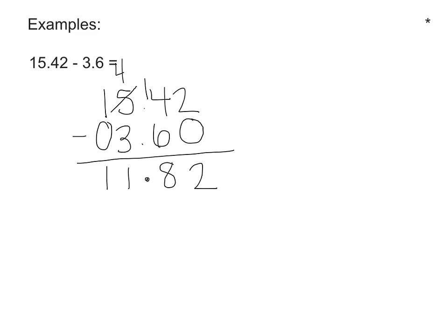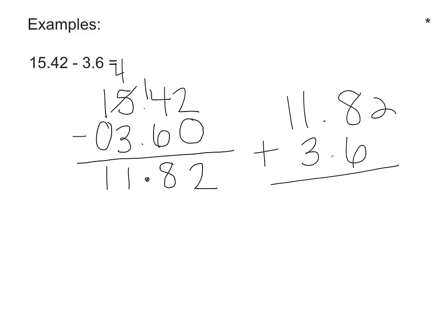In order to check our work, we could do the inverse operation. We can take 11 and 82 hundredths and add it to 3 and 6 tenths. When we do that, we still line up our decimals just like in subtraction because our decimal point has to go in the same place value. And then I'm going to add my zeros, bring down my decimal point to my answer. 2 plus 0 is 2. 8 plus 6 would be 14. Bring my 1 over. 3 plus 2 is 5. And 1 plus 0 is 1. So that is an inverse operation, and we checked our work, so we got the answer right.